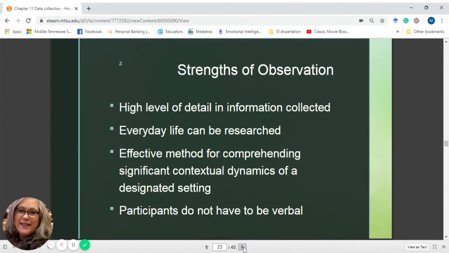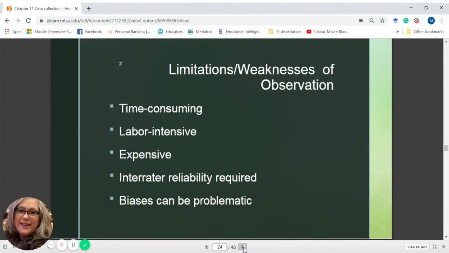Some strengths of observation: high level, detailed information. We can look at everyday life. We can comprehend what's going on and the dynamics of the setting and what the group is doing. And we see verbals and nonverbals as well. Some limitations: it's time consuming, labor intensive, and can cost money. We want to ensure inter-rater reliability, so you might have more than one observer observing the same thing. And then, of course, bias can be a problem because we're looking at what's going on through our lens.